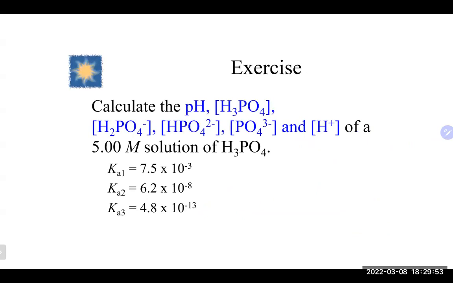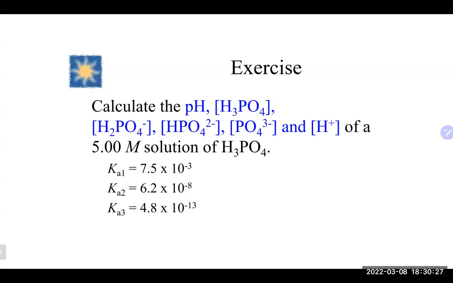So let's do this problem. We basically just want to find everything out about phosphoric acid. We're going to take a solution of 5 molar phosphoric acid. We eventually want to figure out what is the pH of it, what is the concentration of phosphoric acid at equilibrium, and what is the concentration of H2PO4 minus, HPO4 2 minus, phosphate, and H plus, all at equilibrium. So this is a triprotic acid. These are the Ka values that we have going on there.